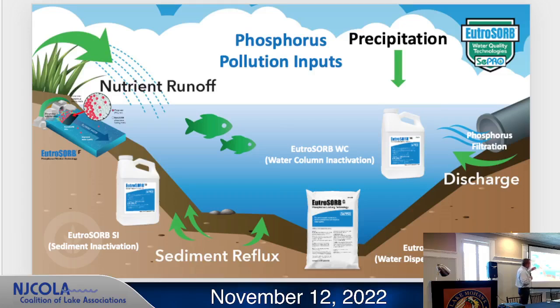So again, this technology is growing. It's new, okay? I've seen it work. I've used it in small ponds. I've used the WC, and I've seen a significant decrease in my phosphorus level. Okay, we're talking about using it in other water bodies.